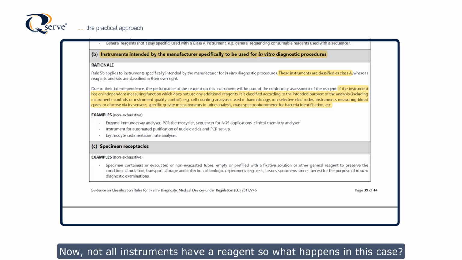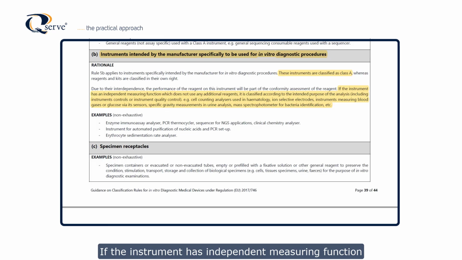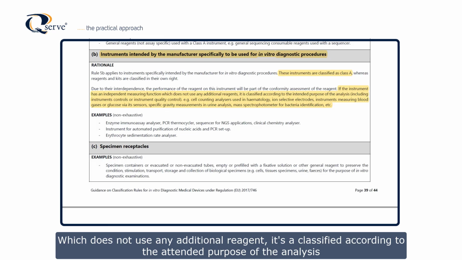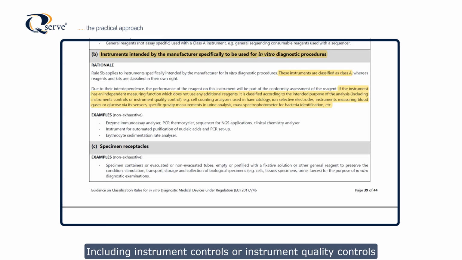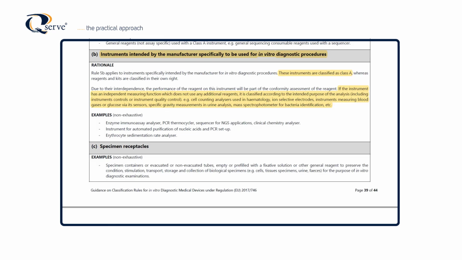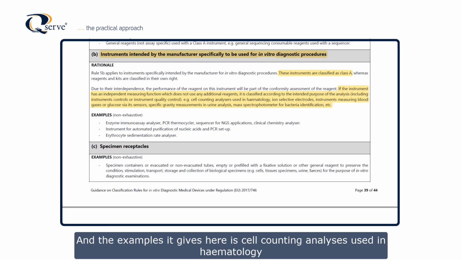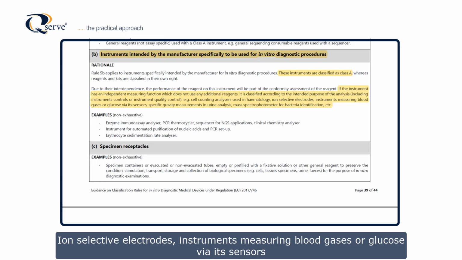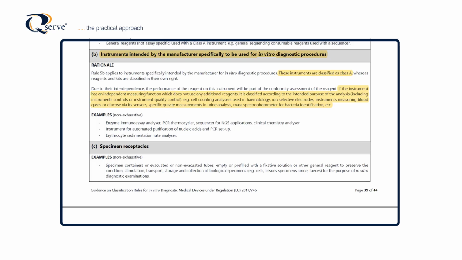Now, not all instruments have a reagent. So what happens in this case? If the instrument has an independent measuring function, which does not use any additional reagent, it's classified according to the intended purpose of the analysis, including instrument controls or instrument quality controls. The examples it gives here are cell counting analyzers used in hematology, unselective electrodes, instruments measuring blood gas or glucose via its sensors, specific gravity in urine analysis, and finally mass spec for bacterial identification.